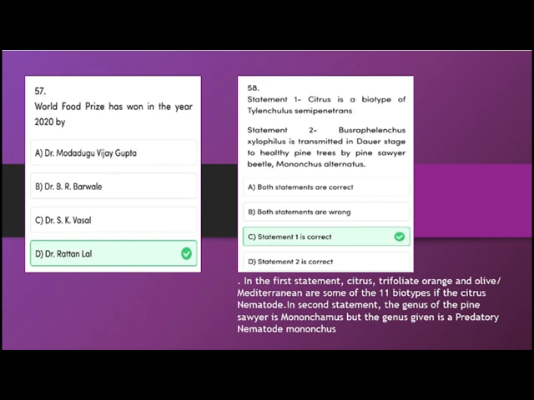Now 58th question. Statement 1: Citrus is a biotype of Tylenchulus semipenetrans. Statement 2: Bursaphelenchus xylophilus is transmitted in dauer stage to healthy pine trees by the pine sawyer beetle Monochamus alternatus. And the answer is, statement 1 only is correct. In the first statement, citrus, trifoliate orange and the olive or Mediterranean biotype are some of the 11 biotypes of citrus nematode. In the second statement, the genus of the pine sawyer is Monochamus, but the genus given in this question is the predatory nematode Mononchus.